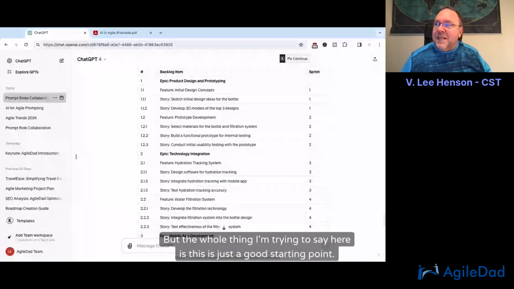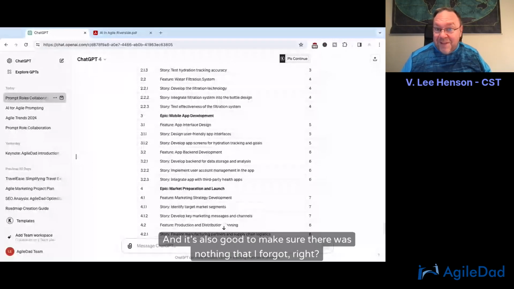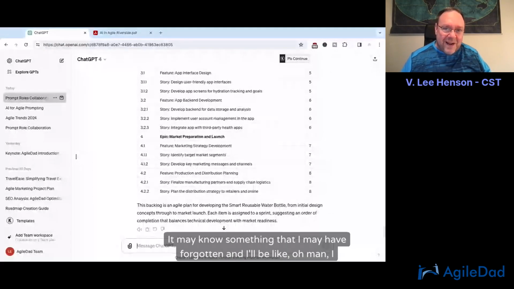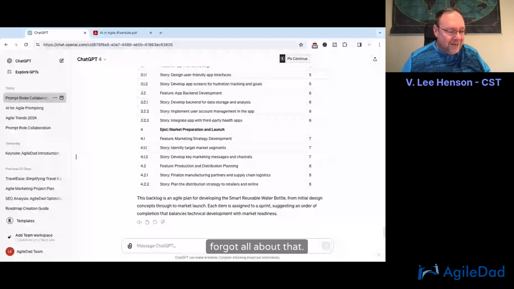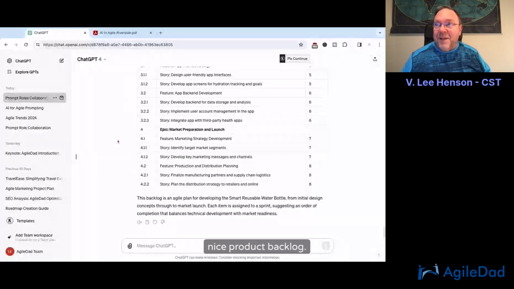But the whole thing I'm trying to say here is this is just a good starting point. And it's also good to make sure there was nothing that I forgot, right? It may know something that I may have forgotten, and I'll be like, oh man, I forgot all about that. Or, oh, that's a good idea. Now, there may be some things where I'm like, that's silly. We don't need to do that. But overall, this is going to give me a really good starting point to create a nice product backlog.